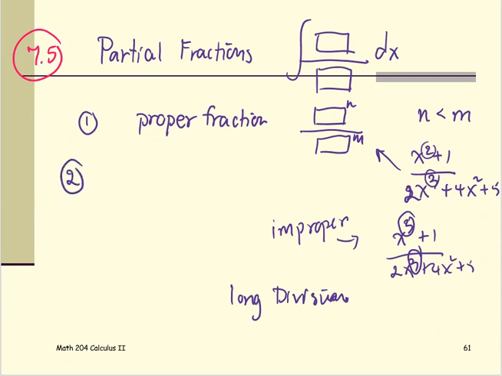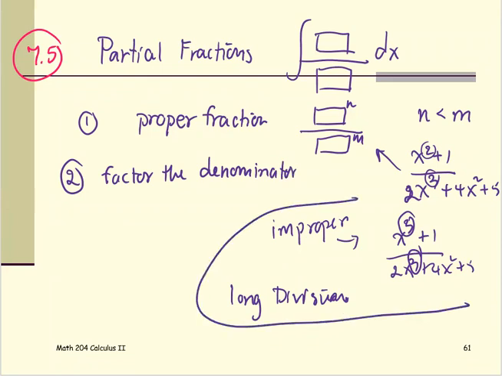Step number two, we have to factor the denominator completely. Factor the denominator, and it could be in the case of a linear factor or a quadratic factor. What does a linear factor mean? That means you factor it into small factors, and the power of the x is the first power for each term. It doesn't matter whether you have a coefficient in front of it or not, but the power of the x is going to be 1. These are called linear factors.